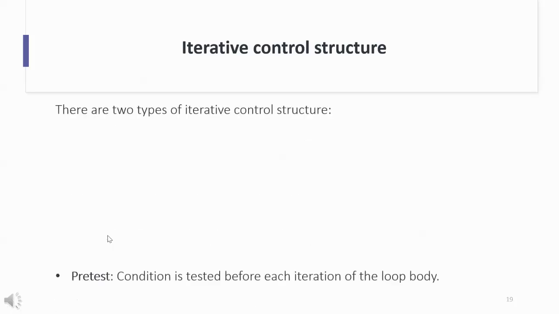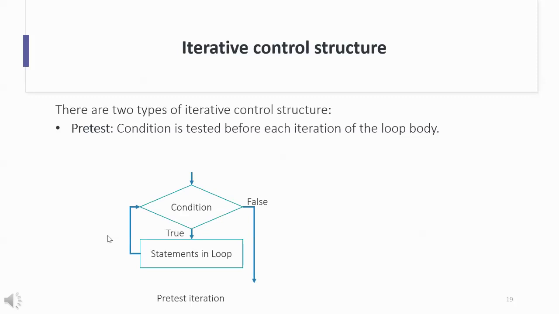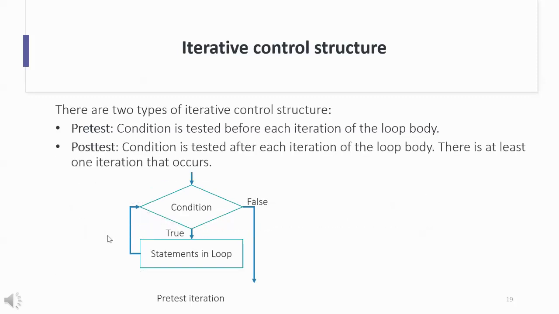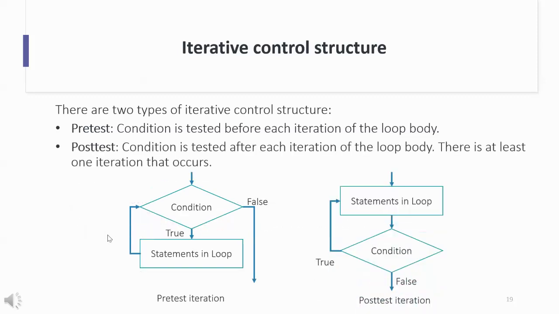There are two types of iterative control structures. One is pre-test, another is post-test. In pre-test, the condition is tested before each iteration of the loop body. In post-test, the condition is tested after each iteration of the loop body. There is at least one iteration that occurs in post-test iteration.